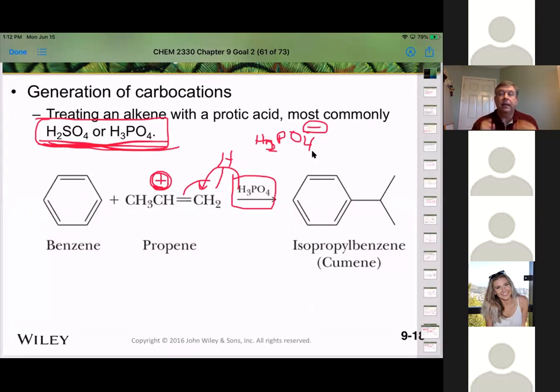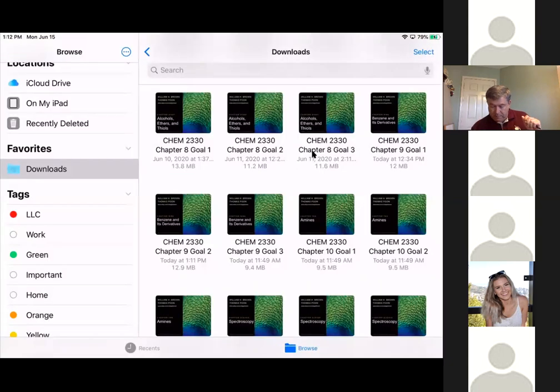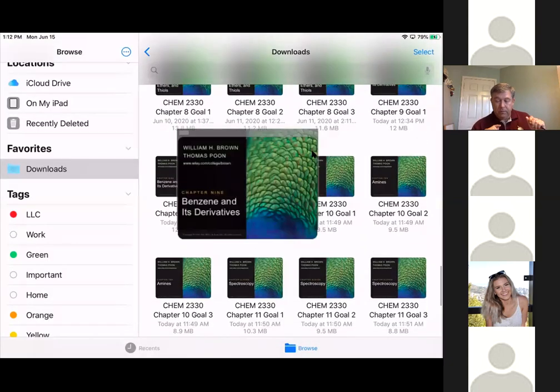again, the key is it's those same 3 steps every single time. You just got to figure out how to generate the positive charge and which atom the positive charge is on. And then where it ends up connecting on the benzene ring is very easy because that's where the positive charge was. All right, I'm going to stop this one and move to goal 3.